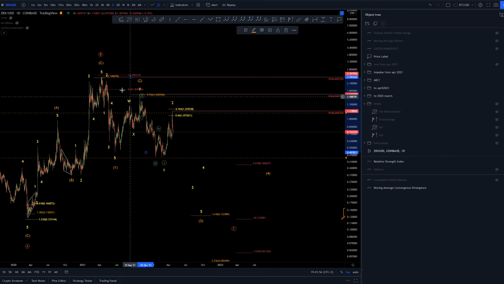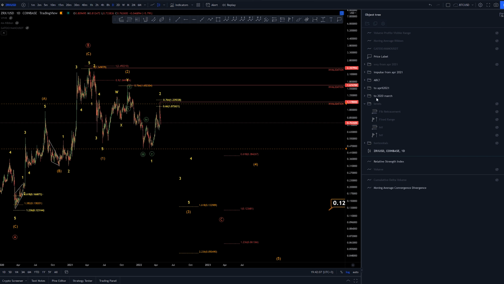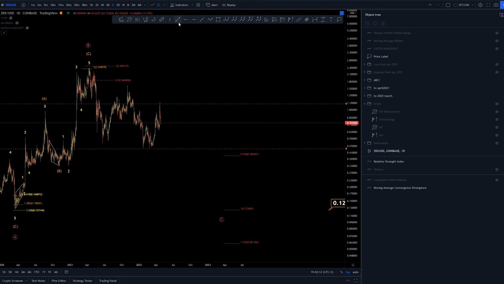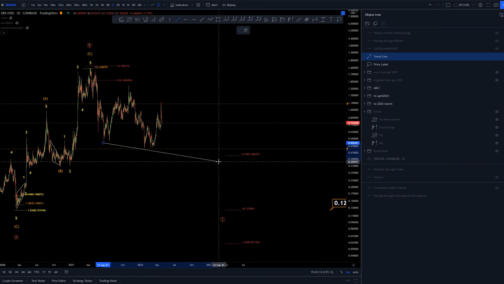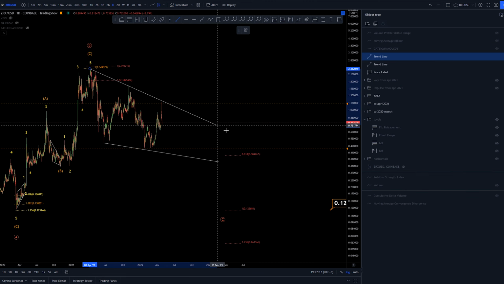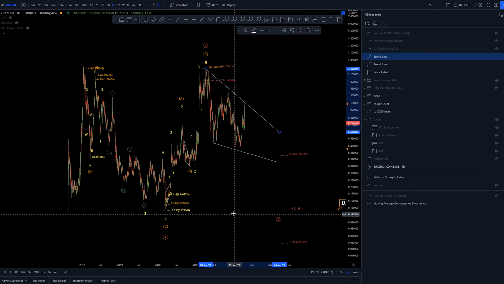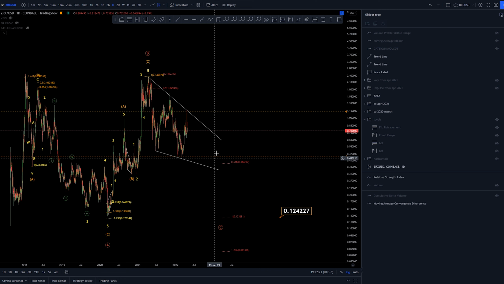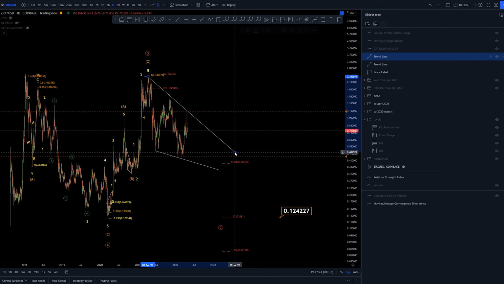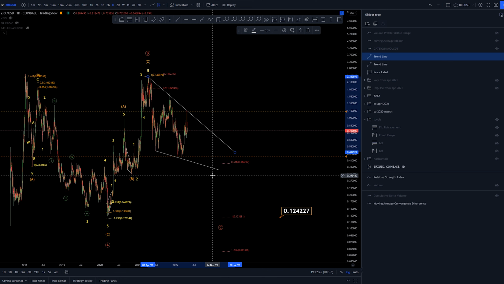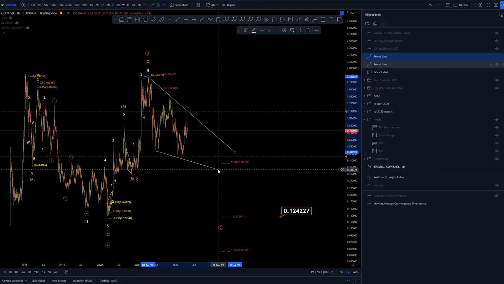Both of these 1-2s were really deep, 0.76 for almost both of them, so that has got me another idea what this whole thing could be. Instead of being the 1-2, this could be some kind of diagonal, and in this case either an ending diagonal or actually a leading diagonal.